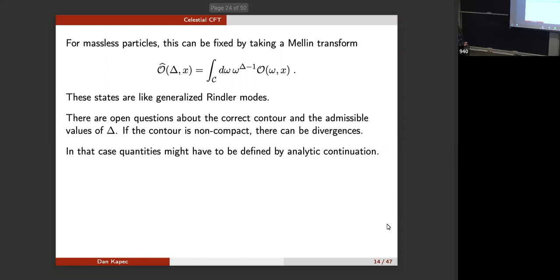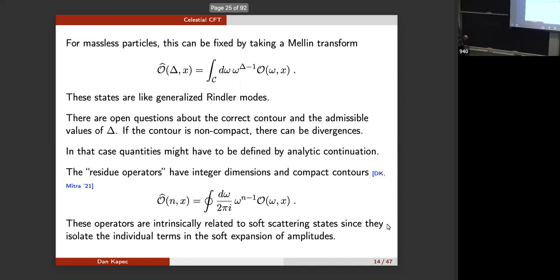Now, there are some open questions about the contour that you're supposed to take for this Mellin transform and the admissible values of the scaling dimensions. When this contour is non-compact, you have to worry about whether or not there are divergences, and you might have to define things by analytic continuation. There's a certain class of residue operators which you can think of as taking this contour to be compact in the complex frequency plane with an integer scaling dimension. And these operators are intrinsically related to soft scattering states, because what they're doing is isolating particular terms in the Laurent expansion of an S matrix when you expand it in the small frequency limit.